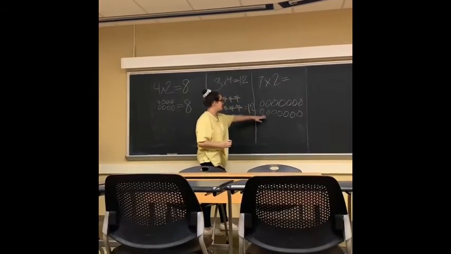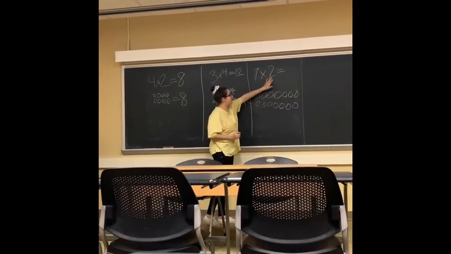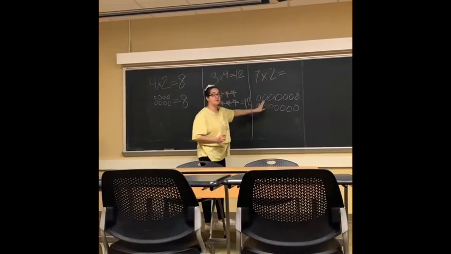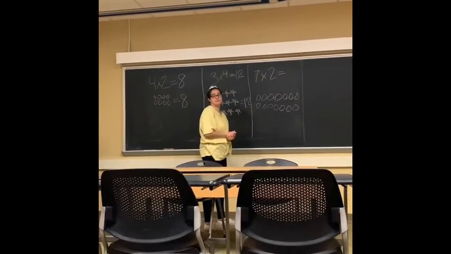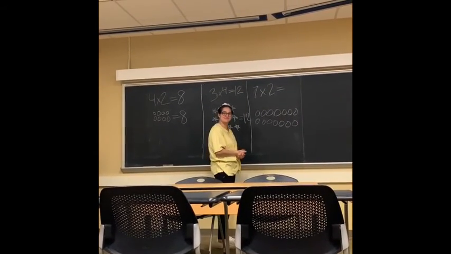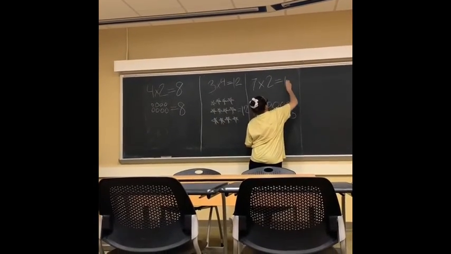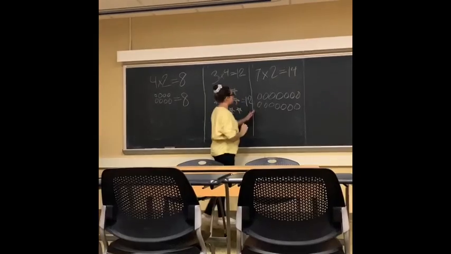So, since we have 2 sets of 7, because you're multiplying 7 by 2, can anyone tell me the answer? Yes, Sally. I think it is 14. Perfect. There is, in fact, 14 circles here.